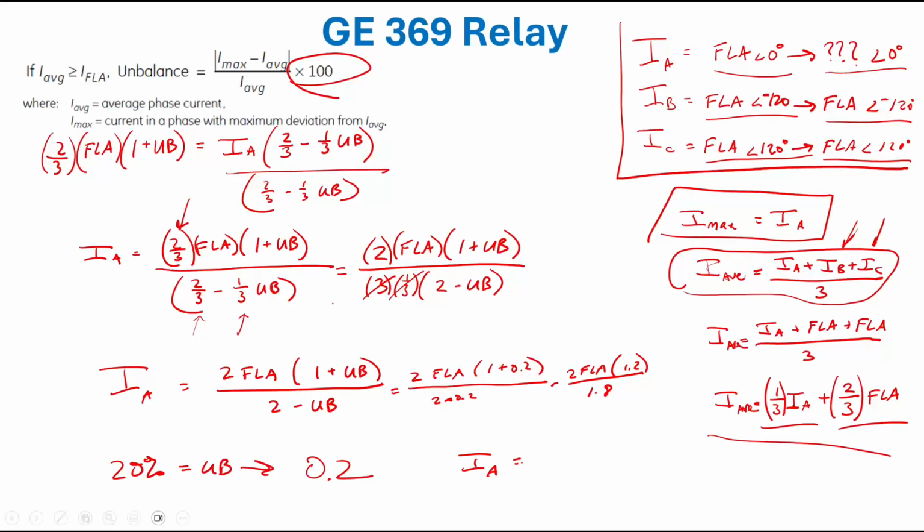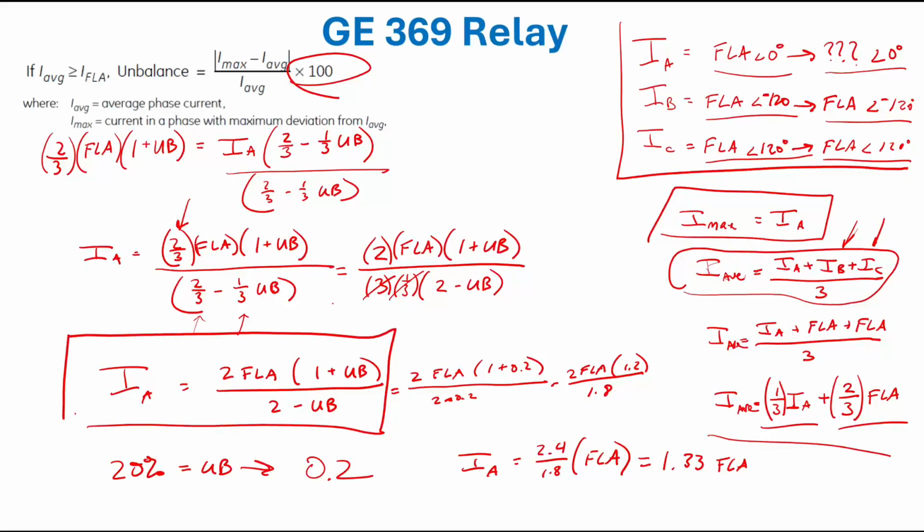And when you divide this out, what you get is IA with a default setting. If you raise just one phasor, IA should equal 2.4 divided by 1.8 times FLA, which is 1.33 FLA. Okay, so you could use this base equation right here to solve anything as long as you follow this format for your phasors. So hopefully this helps someone testing the GE369 relay.